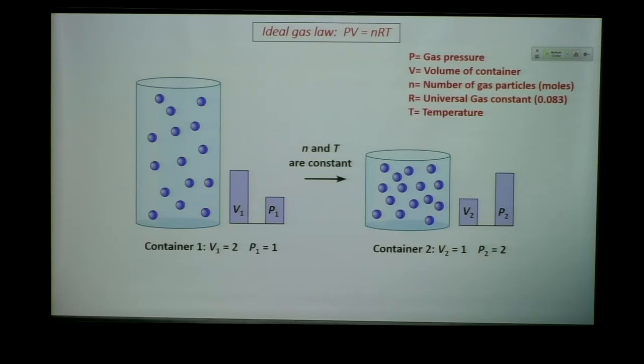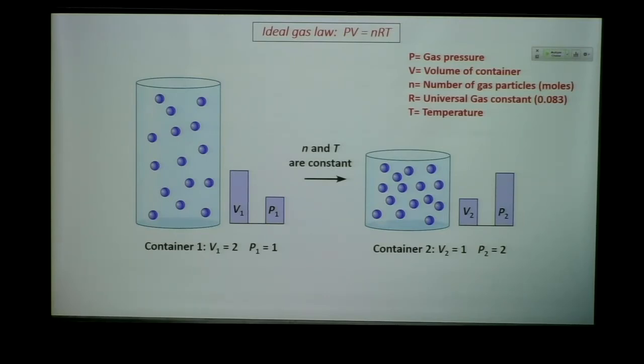Okay, so let's look at this. So the ideal gas law says that PV equals nRT, and the variables here are P being for the pressure of the gas, V being for the volume of the container in question, the volume of the container that's holding that gas. N is the number of gas particles in moles. Here we're speaking about oxygen, so the number of oxygen molecules. And then R is the universal gas constant.